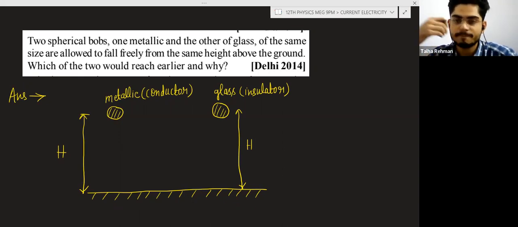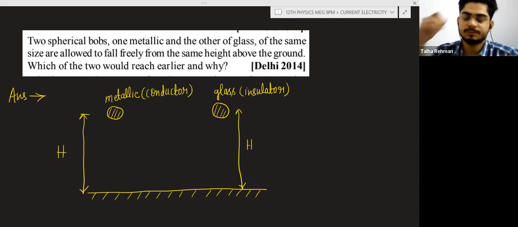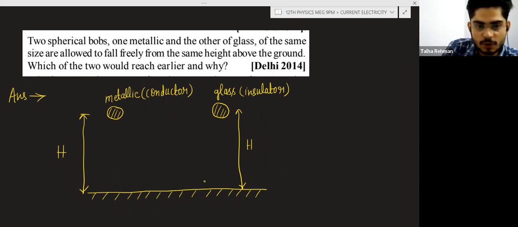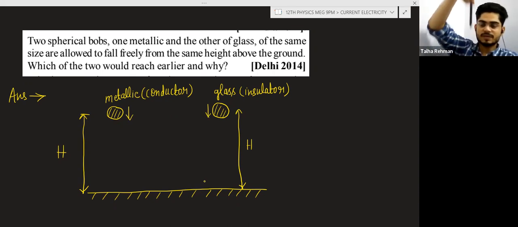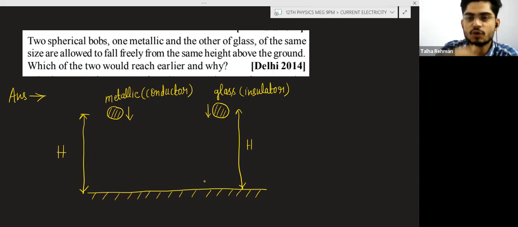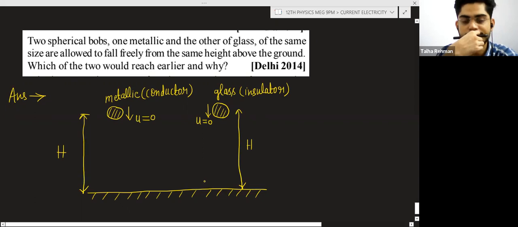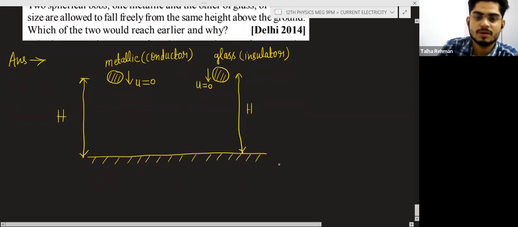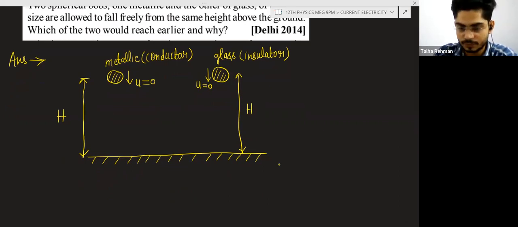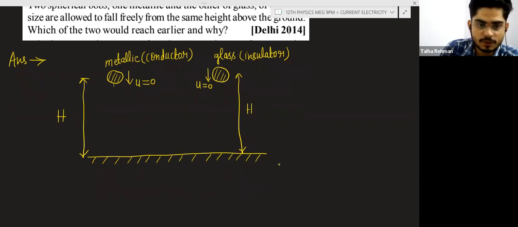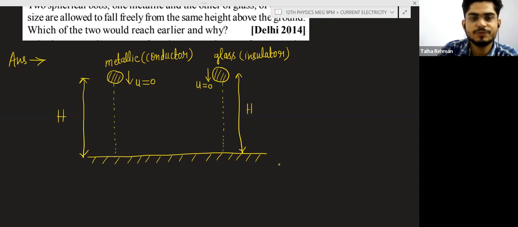So what will happen? This ball is falling like this, and this ball is also falling like this. So we have just dropped two balls from a certain height, from the equal height. When we drop something from a height, initial velocity at that time is zero. As this ball is falling like this, this ball is also falling like this, and they are asking which of the two balls will reach earlier on the ground and why.